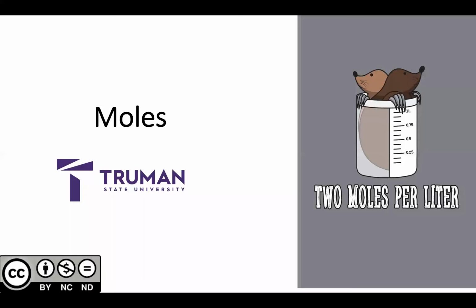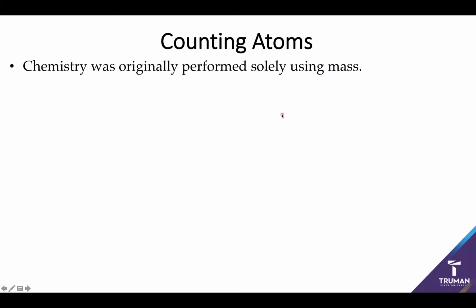Hello, everybody. So today we're going to go from the qualitative description of chemical elements to actually trying to describe how much matter is present in a sample. So we're going to be doing this mostly by talking about how we can count atoms.